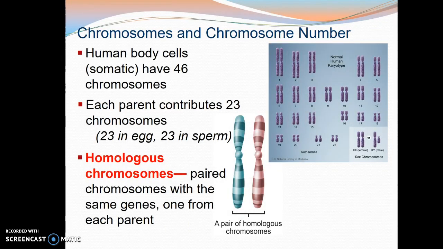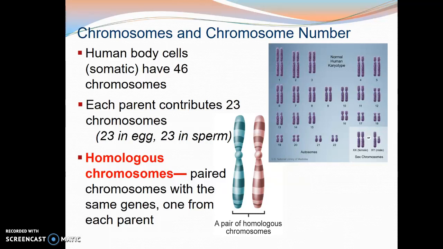So, chromosomes and chromosome numbers. Human body cells, or somatic cells, that's another word for body cells, have 46 chromosomes. Each parent contributes 23 chromosomes to that 46. So you have 23 that come from the mom, in the egg, and then you have 23 that come from the dad, from the sperm.